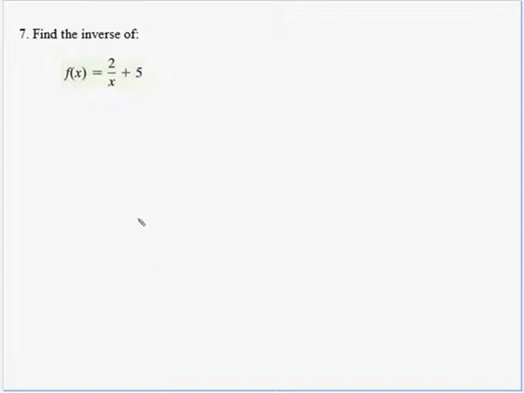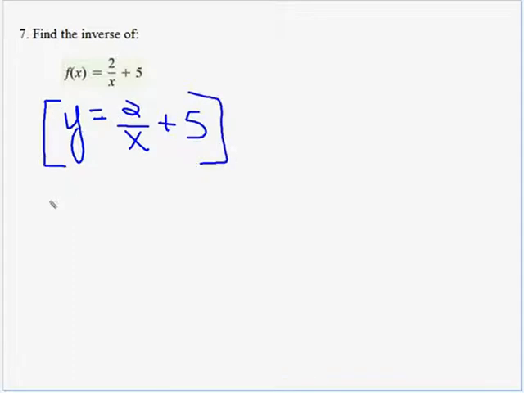Number 7, find the inverse of this one. All right, step 1, replace f of x with y. I want to clear fractions. I'm going to multiply everything through by x. So I get x times y equals 2 plus 5x.